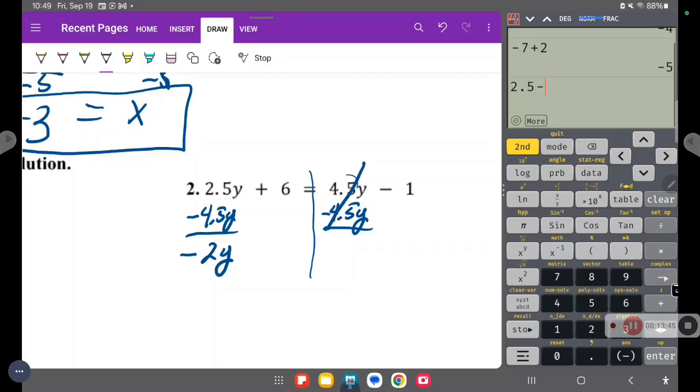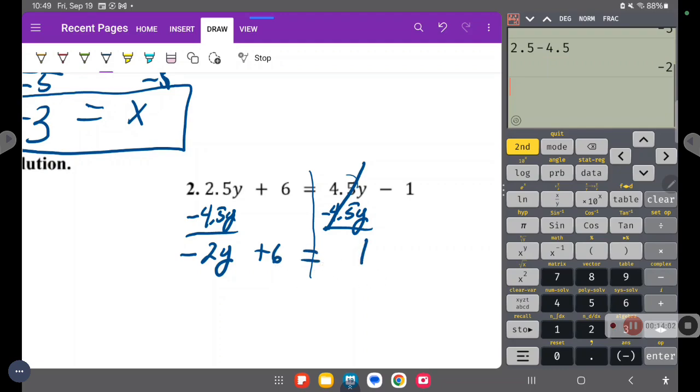If you need your calculator, 2.5 minus 4.5, that gives you -2 right there, -2. All right, so that's -2y. And then you have to bring everything else down. Bring down your +6, your equal, bring down your 1.